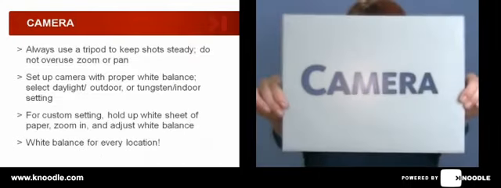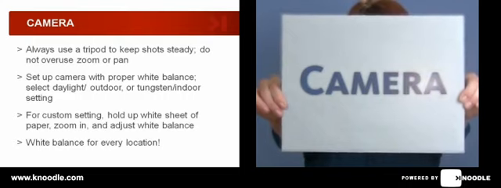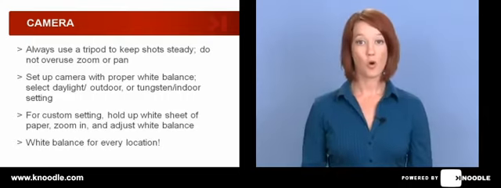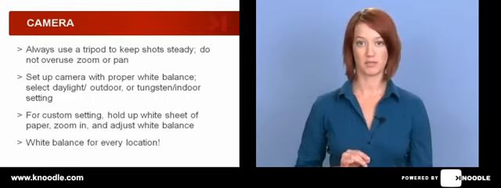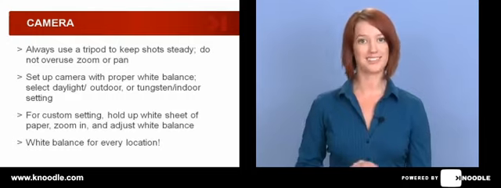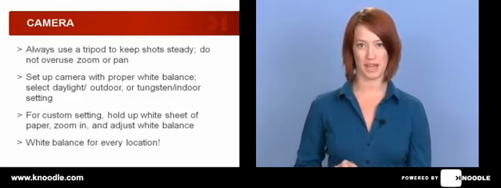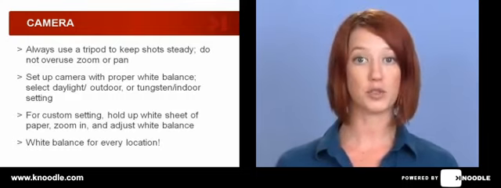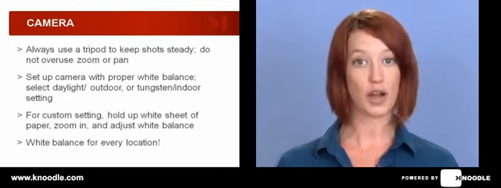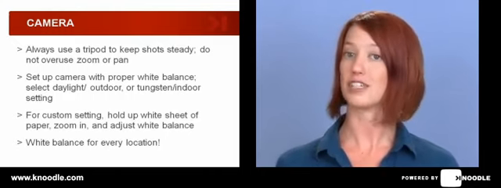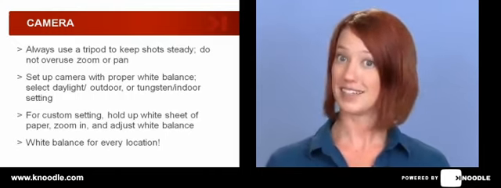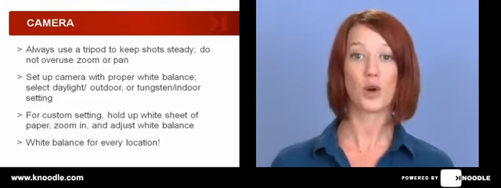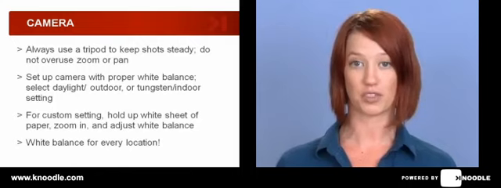So let's talk about camera setup and your composition. Always use a tripod. You want to keep the shot steady and don't overuse zoom or pan. Set up the camera with the proper white balance. In the menu settings, you'll find a daylight or outdoor setting and a tungsten or indoor setting. Since you're going to be shooting indoors, you'll want to select the tungsten or indoor setting.